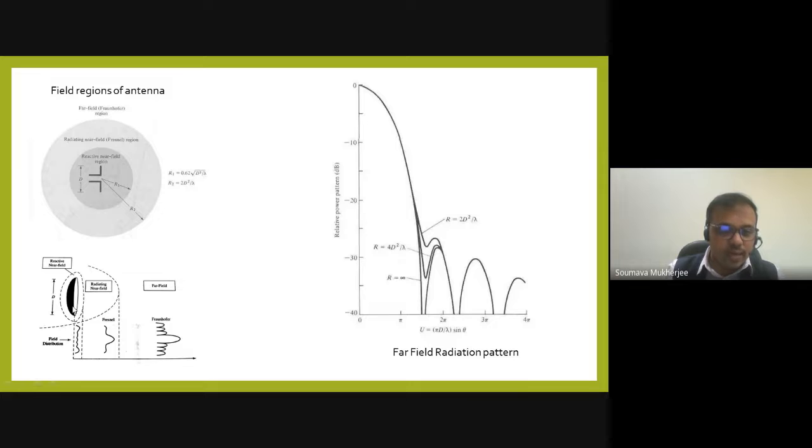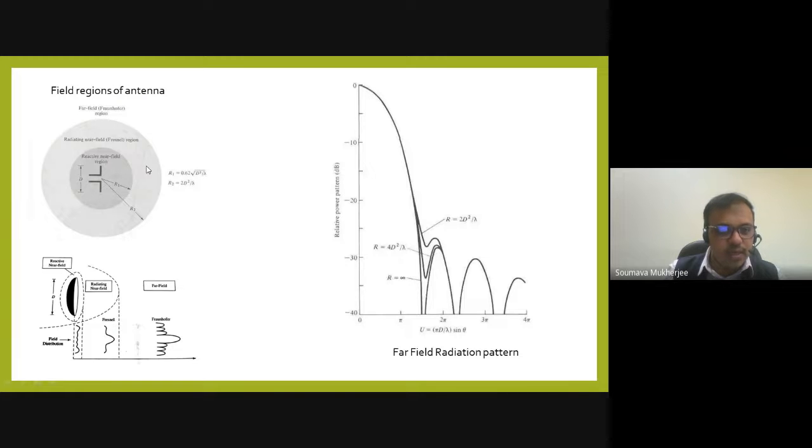Why? You can see here, suppose this is my antenna. If you are very close to the antenna, and you try to measure with respect to different theta, this is how it will look. Now once you start going out of the antenna in the outward r direction, you will see slowly this pattern is changing. So in the radiating near field region, there will be some variation, but still it is very less, and also at different r distance.